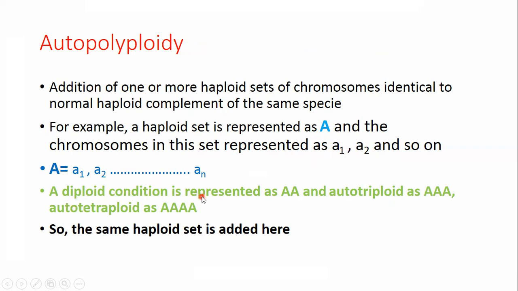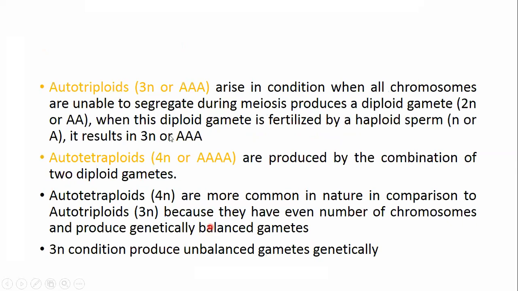A diploid condition is represented as double A, meaning two sets are present in a normal diploid individual. And autotriploid is represented as triple A, meaning one more haploid set is added. If that set is identical, then it is known as autotriploid. Similarly, if two more haploid sets are added and these sets are identical, then it is known as autotetraploid. So the same haploid set is added here.